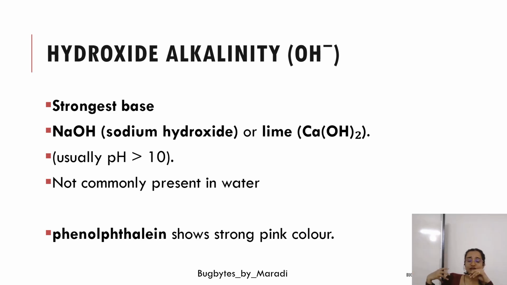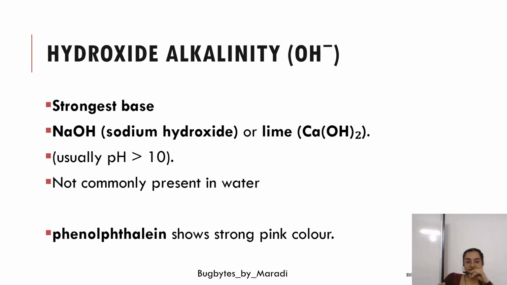Mainly it comes from these strong bases. If the water contains sodium hydroxide or lime, at that time you will be having the results for this particular hydroxide alkalinity. Usually there will be a significant rise in the pH, usually more than 10, like 12 or whatsoever. It's not commonly found in natural water unless you add chemicals like NaOH or lime. If you add lime to the water, at that time you will be having this hydroxide alkalinity. So most commonly in a natural water body, you won't be having this hydroxide alkalinity.